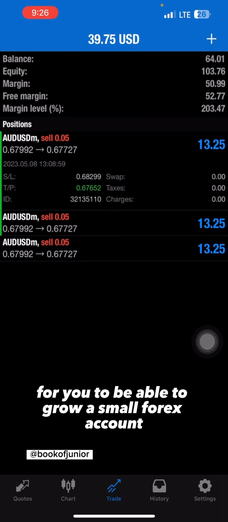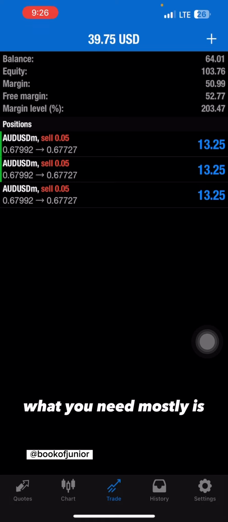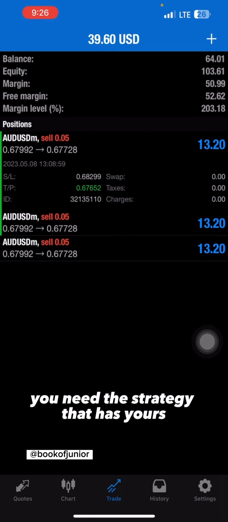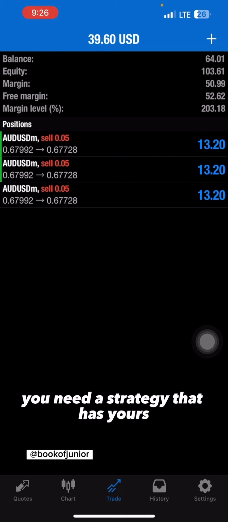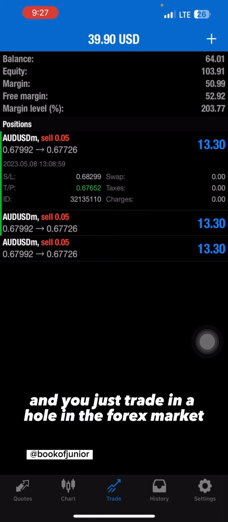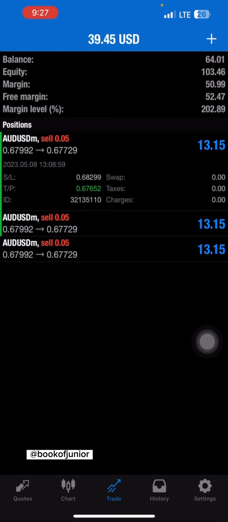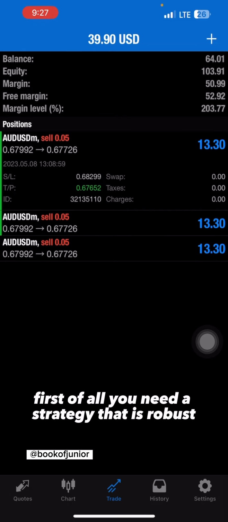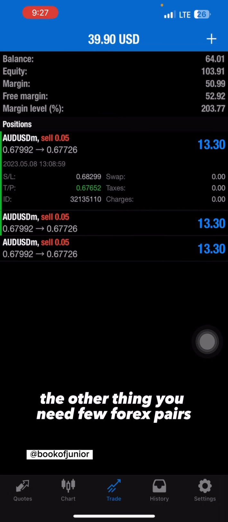Traders, so for you to be able to grow a small Forex account, what you need mostly is a strategy that has rules. Most of you guys don't have strategies and you just trade anyhow in the Forex market. So first of all, you need a strategy that is rule based. The other thing, you need few Forex pairs.